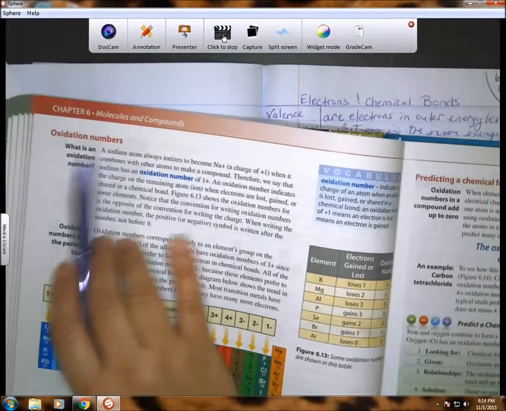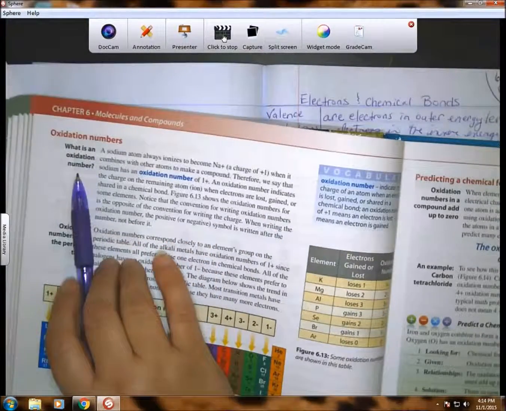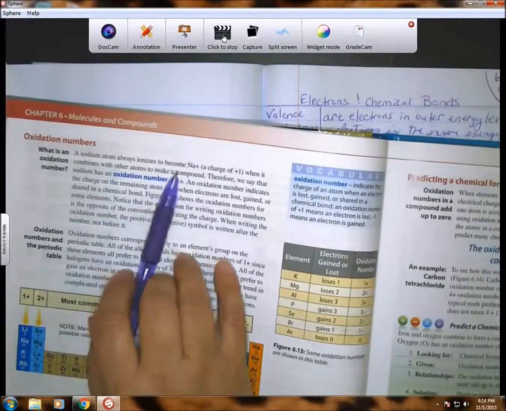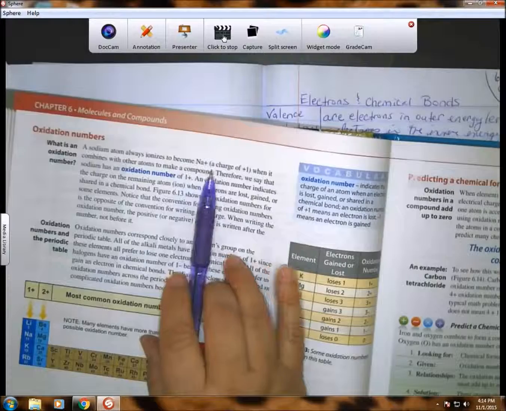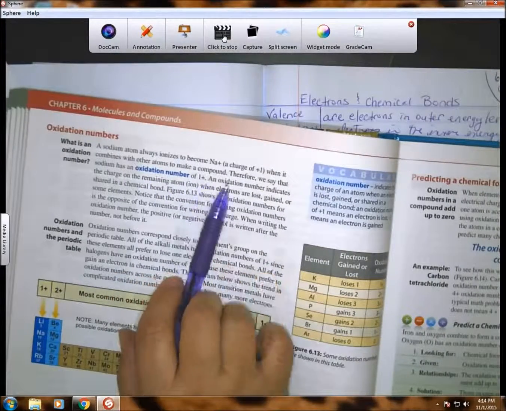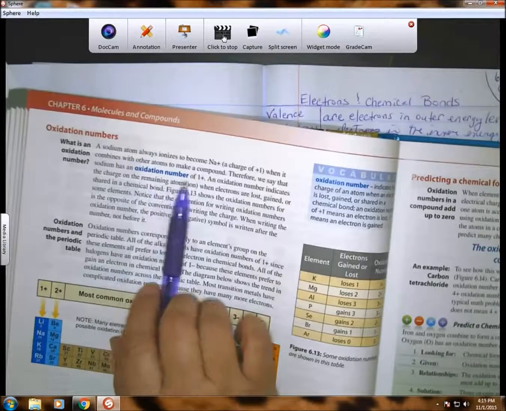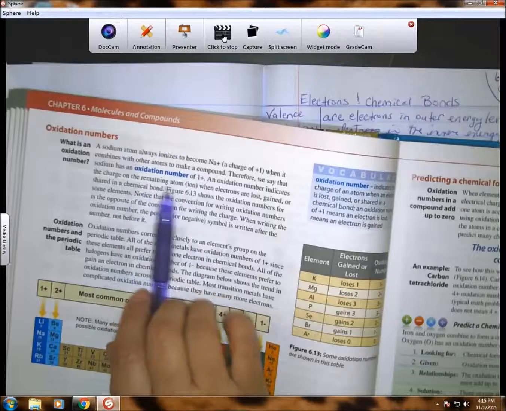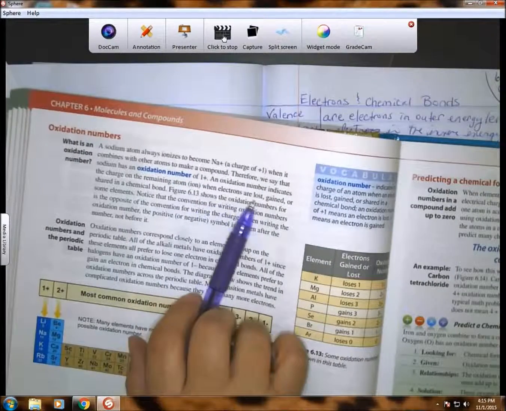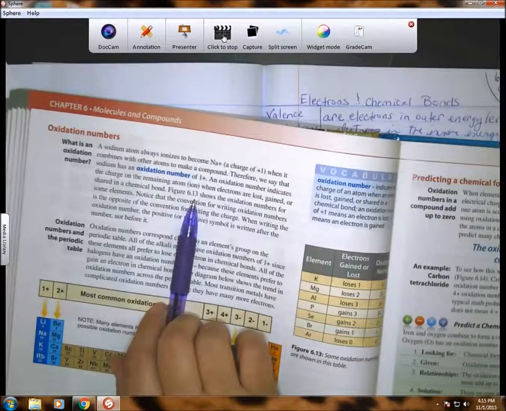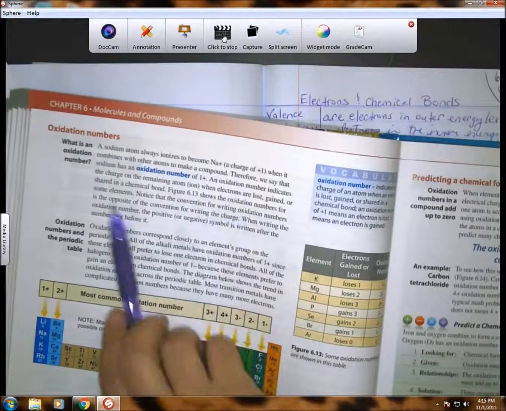So, let's start our reading. Oxidation numbers. What is an oxidation number? A sodium atom always ionizes to become sodium plus, a charge of +1, when it combines with other atoms to make a compound. Therefore, we say sodium has an oxidation number of 1+. An oxidation number indicates the charge of the remaining atom, ion, when electrons are lost, gained, or shared in a chemical bond. Figure 6.13 shows the oxidation number for some elements.